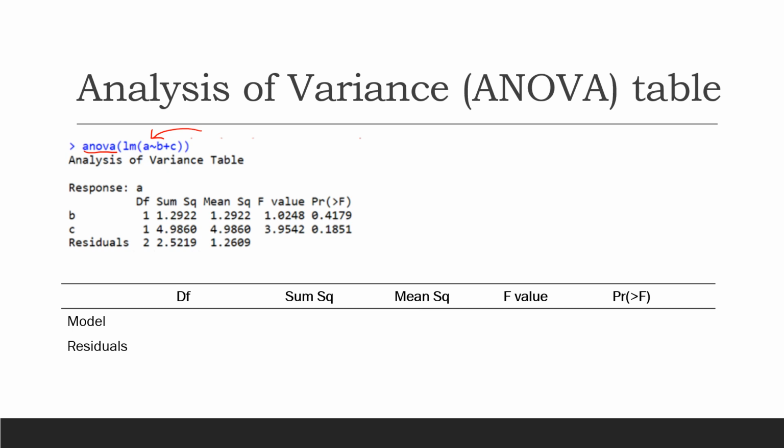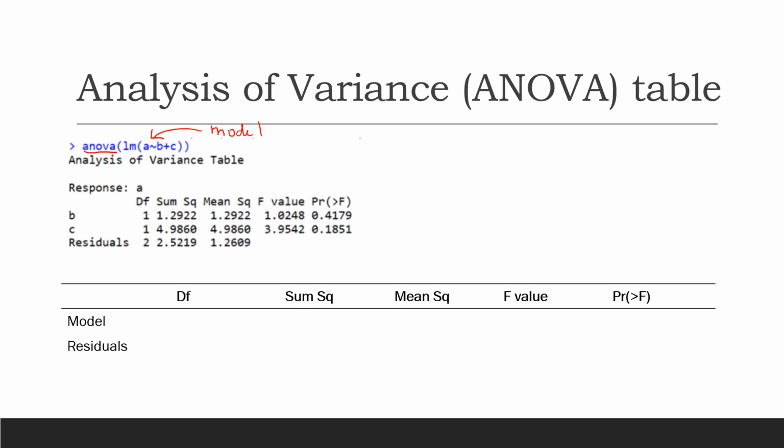So here, instead of storing my model as an object, like calling it mod1, I just put the function that generates the model in there, but you could put the model name in as well if you had stored it as an object. And so just say anova of your model. And then it produces a table that looks like this.